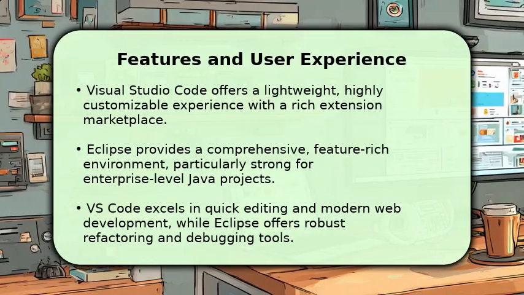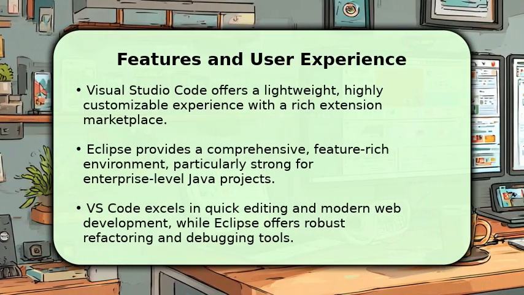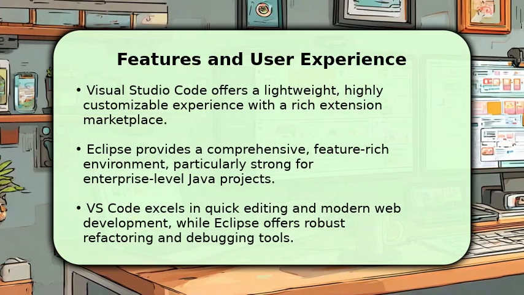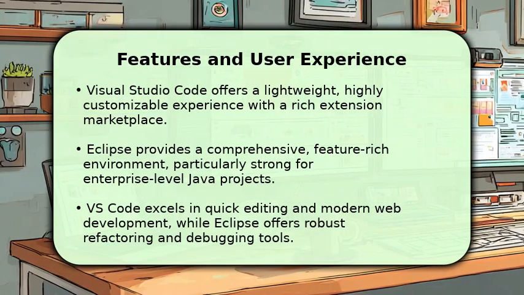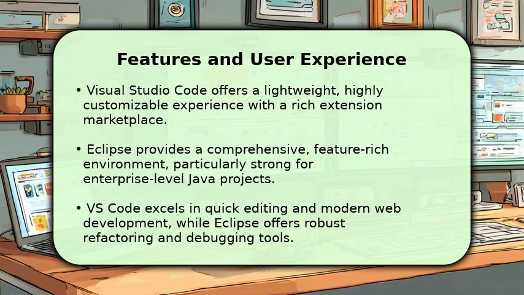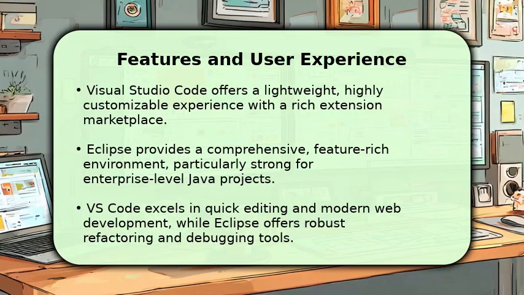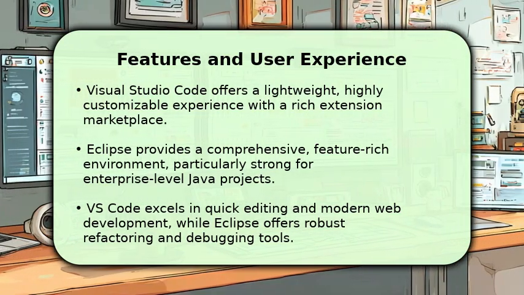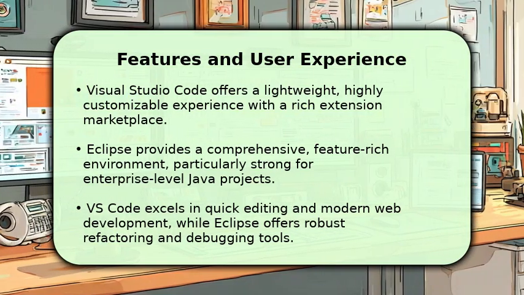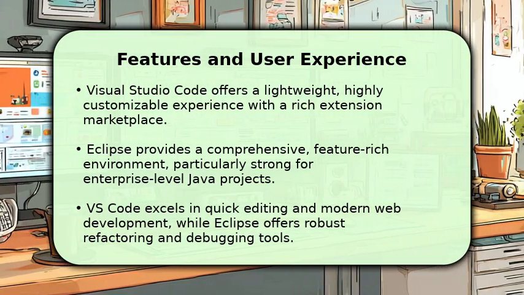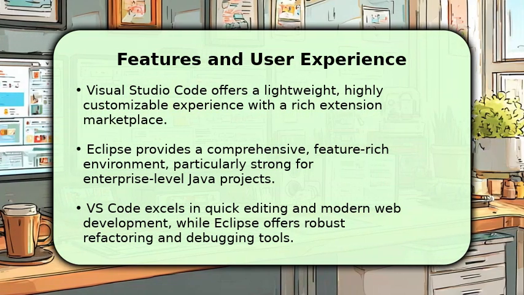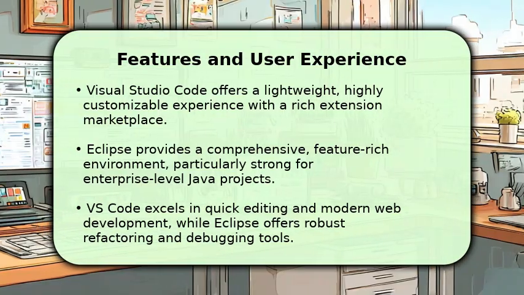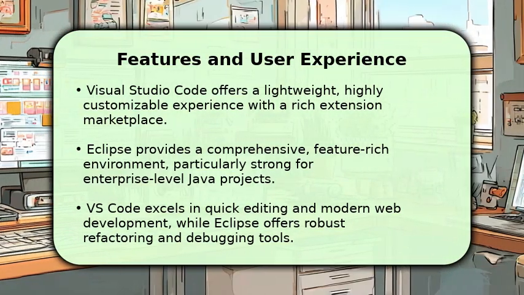When it comes to features, VS Code offers a sleek, modern interface, making it incredibly user-friendly for quick edits and diverse language support. Its marketplace boasts thousands of extensions, allowing for extensive customization. Eclipse, on the other hand, is a powerhouse for Java, providing deep integration with build tools like Maven and Gradle and offering advanced refactoring capabilities. While its interface can feel more traditional, its comprehensive toolset is invaluable for large-scale enterprise applications.